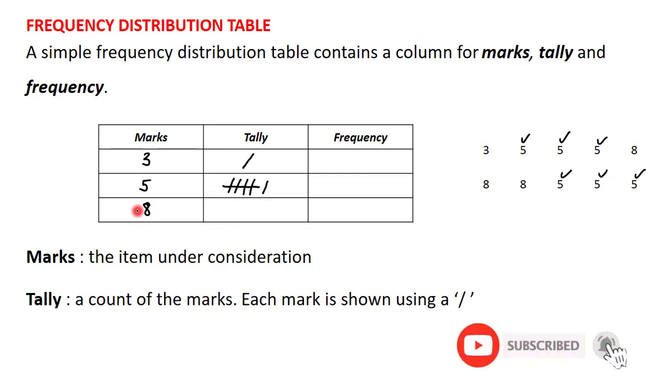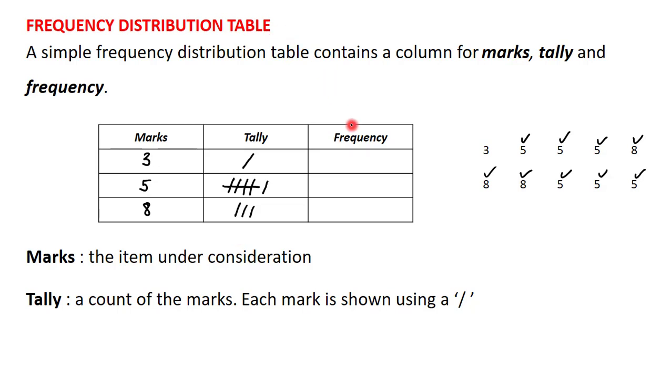Then we move on to the next mark. The next mark is 8. You come to the data and you count the number of 8s that we have. We have 1, 2, and 3. So we have 3 of them. Each one is shown using a single stroke. So you have 1, 2, 3. So this is how to get the tally. The tally is a count of the marks, and each mark is shown using a stroke.